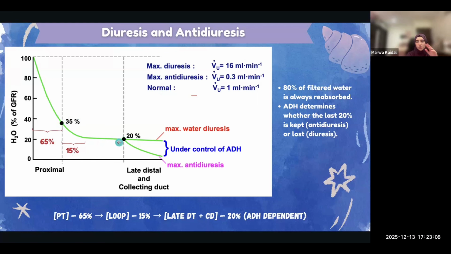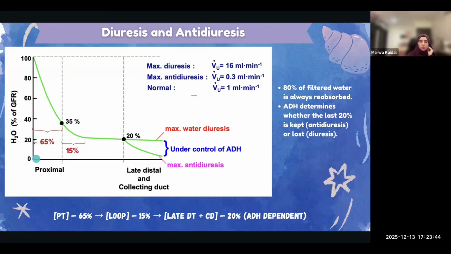Now this 20% is the one that is going to be dependent on ADH. Okay, so if ADH is present, we said that we're going to have water reabsorption. So the water concentration or the water percentage is going to go low. Now, if ADH is not present, this 20% is going to be excreted in the urine. So our water concentration is going to remain the same. This 20% is going to remain the same. So what I want you to know from this slide is that basically we have 20% of the total water concentration that is going to be controlled by the late distal tubule and collecting duct. Okay?